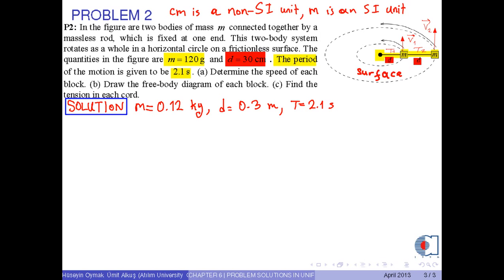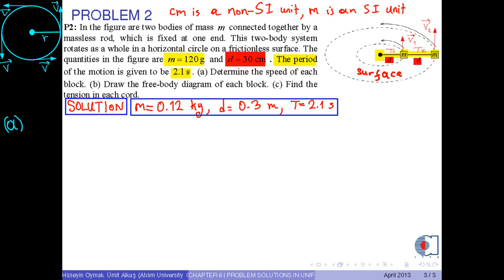Okay, let's solve part A. Remember the discussions of tangential velocity from chapter 4. Its magnitude is the tangential speed, say v, and it is calculated by the formula v equals 2 pi times r over T, where 2 pi times r is the circumference of the circle of radius r, and capital T is the period of the uniform circular motion.